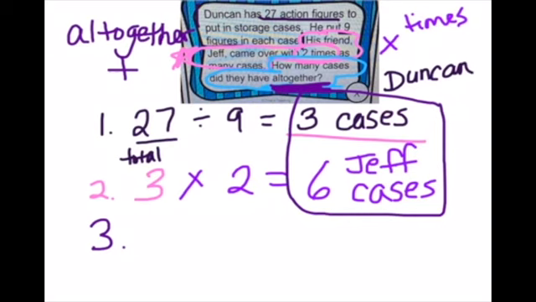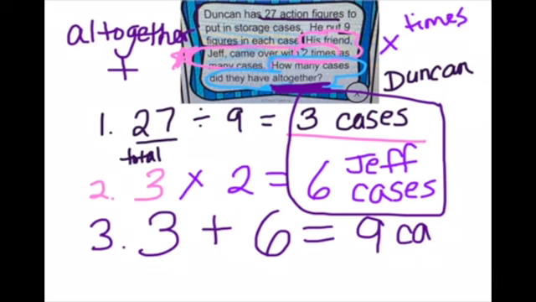These two numbers right here. The 3 cases that Duncan had plus the 6 cases that Jeff had. What is 3 plus 6? That would give us 9. That's how many cases they have all together. And there is our final answer.